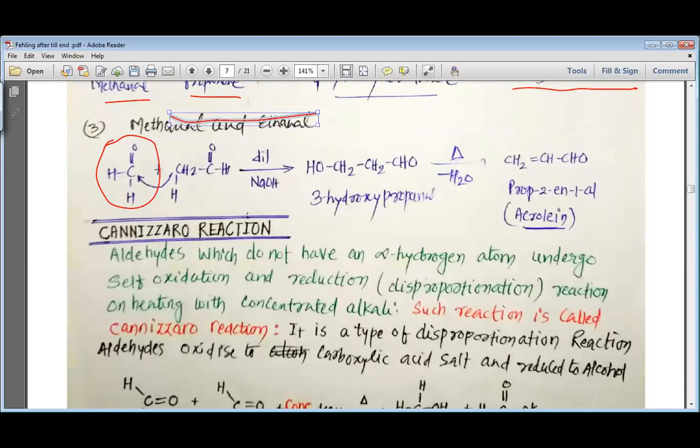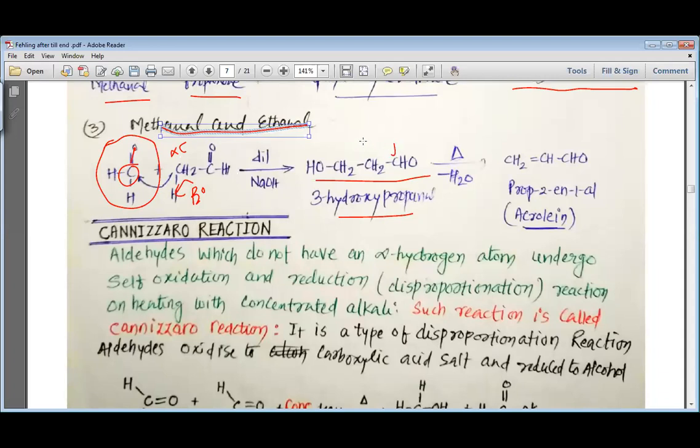So you can understand the presence of the alpha carbon here. This alpha carbon has alpha hydrogen which is attacked by the base, and as this base attacks this hydrogen, there will be a negative charge on this carbon which can attack the positively charged carbonyl carbon due to the difference of electronegativity, and ultimately we get 3-hydroxy propanal.